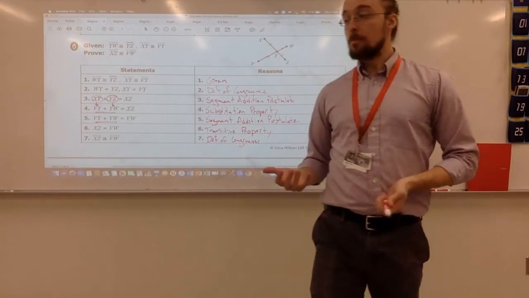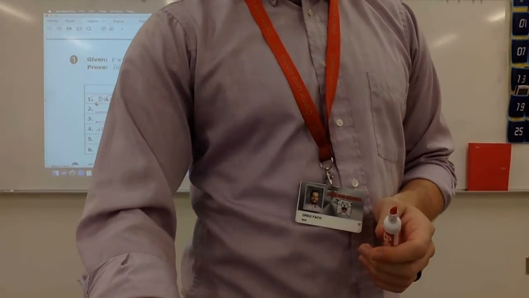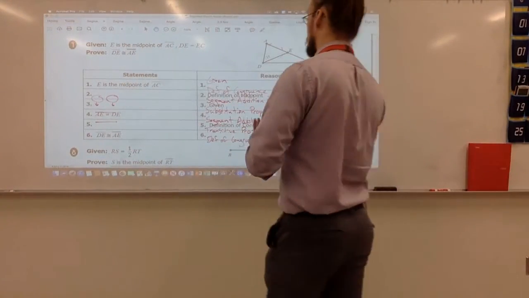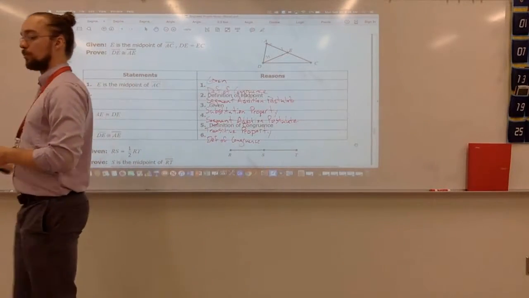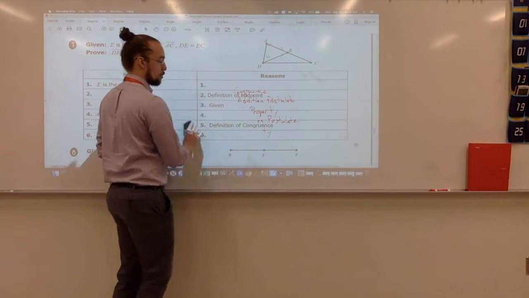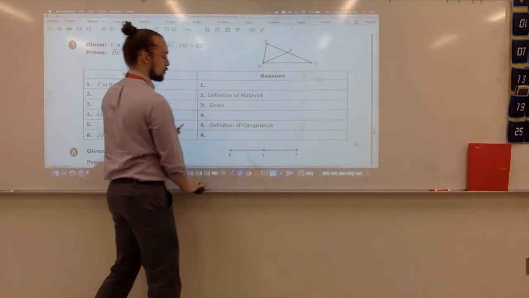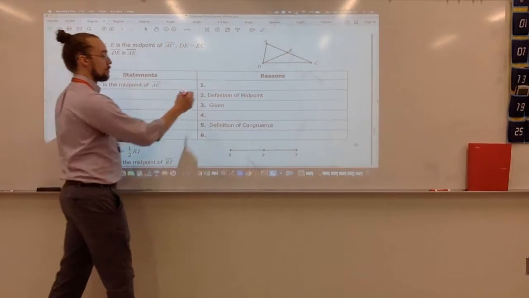Alright, so on the back, there are just a couple more proofs we're going to look at today. These ones have a couple of missing statements and a couple of missing reasons, on both sides of the proof. So let's go through this first one together, and then see if we can try one or two of them. The first one should be given, right? E is the midpoint of AC. I'm given that.